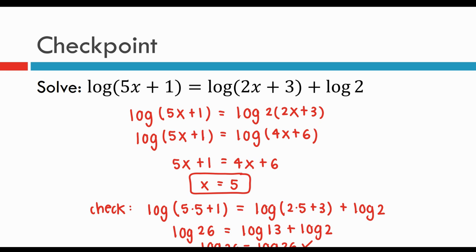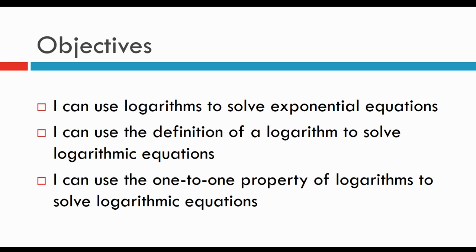I got x to be equal to 5. Once again, notice that when I substitute 5 in, I got 26, which is greater than 0. I got 13, which is greater than 0. And then obviously, we didn't have anything to substitute into the last one. So everything was greater than 0, which is why it checks out. And 5 is our answer. Okay, so that is us now solving log equations. Once again, always make sure that you are checking your solution.